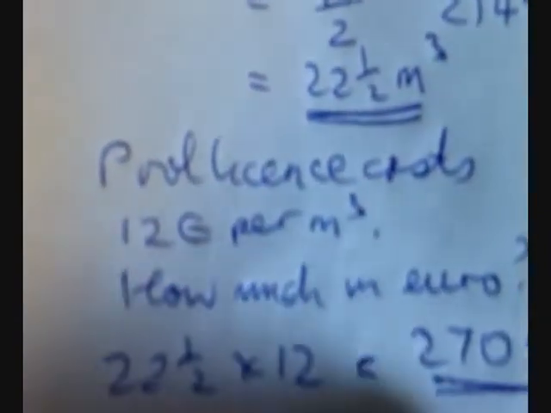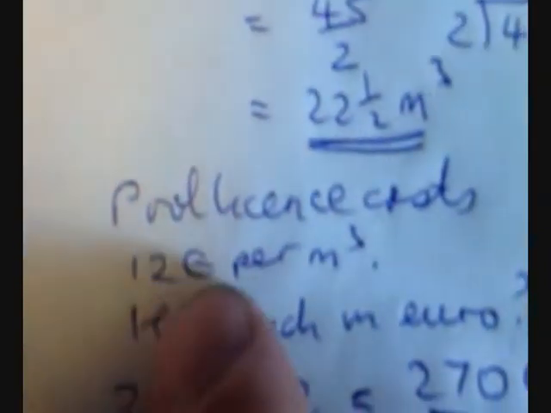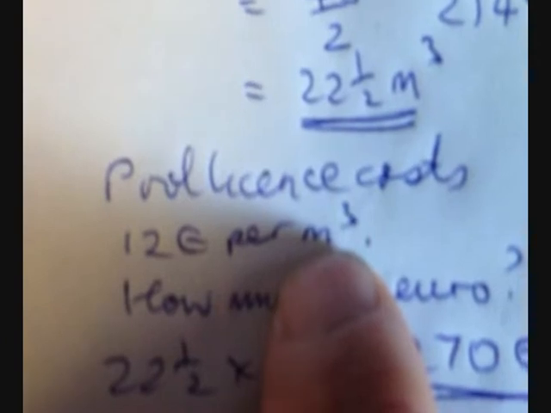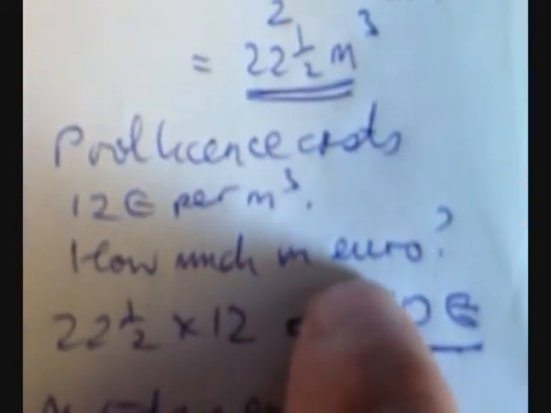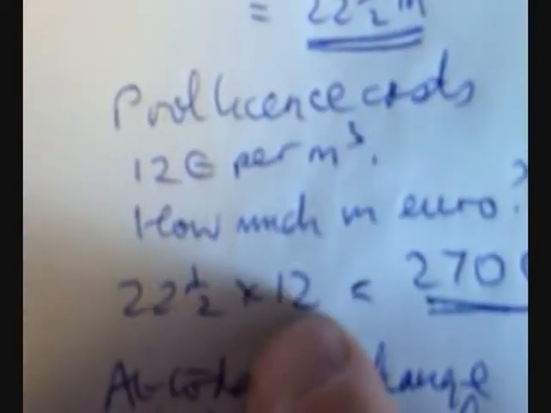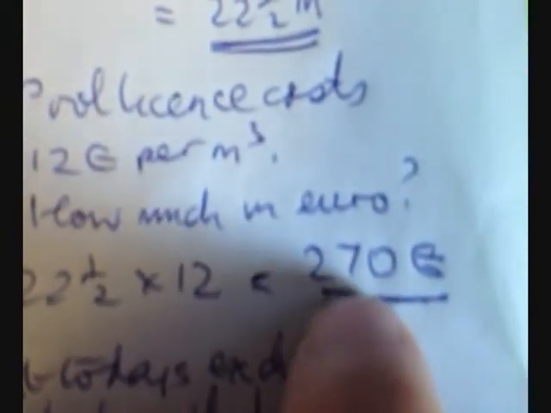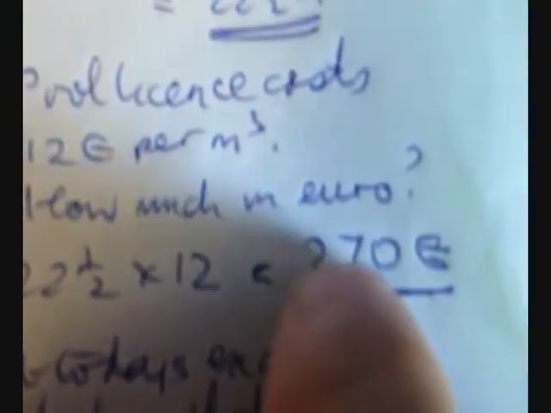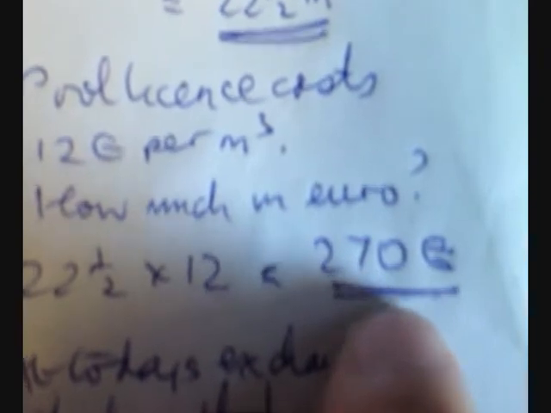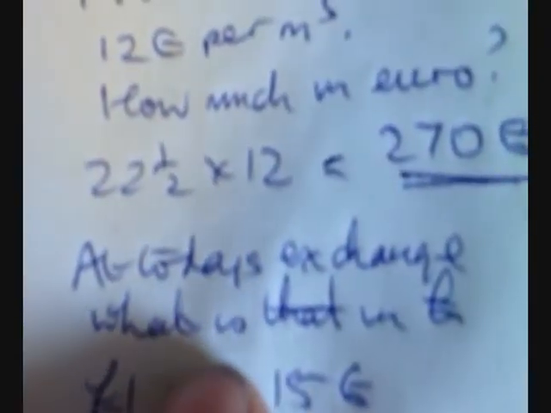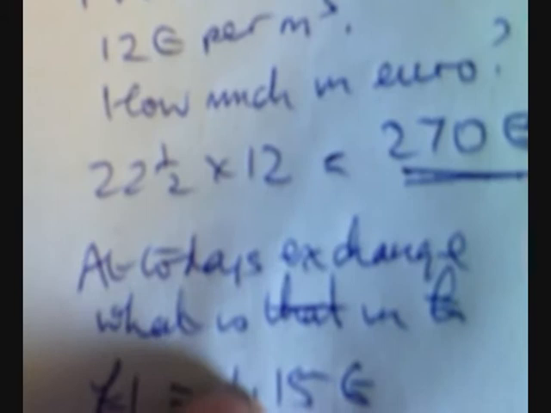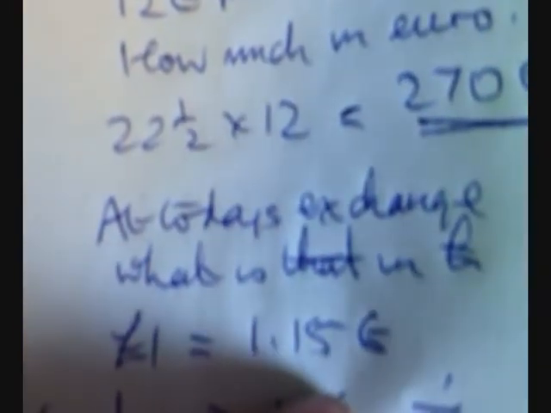Finally, the license costs me 12 euros per cubic meter. How much is that in euros? Well, 22 and a half times 12, calculator makes 270 euros. So how much is this costing me in pounds? Remember, I'm coming out of the country, so I divide. £1 today was 1.15 euros. It's up and down there at the moment. So out of the country to the UK, I divide.